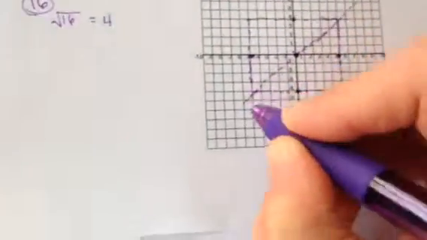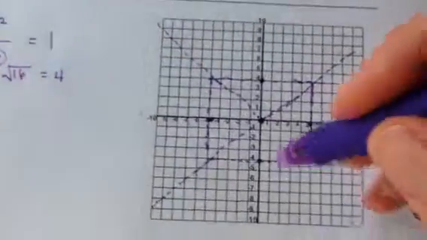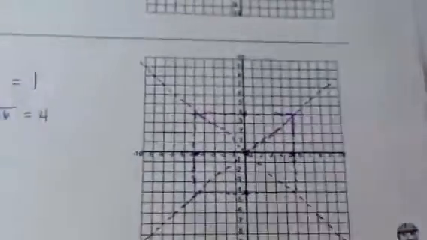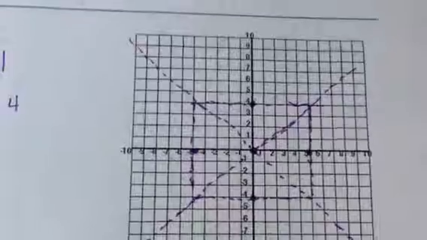What these diagonal lines are called are your asymptotes. Your asymptotes are these imaginary lines that your graph will get closer and closer to, but yet never cross or touch. Okay? Right, you're about done. So that looks kind of cool. That's what everybody should look like.